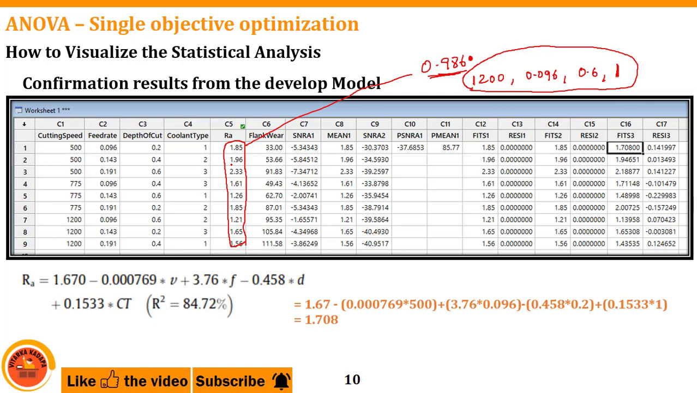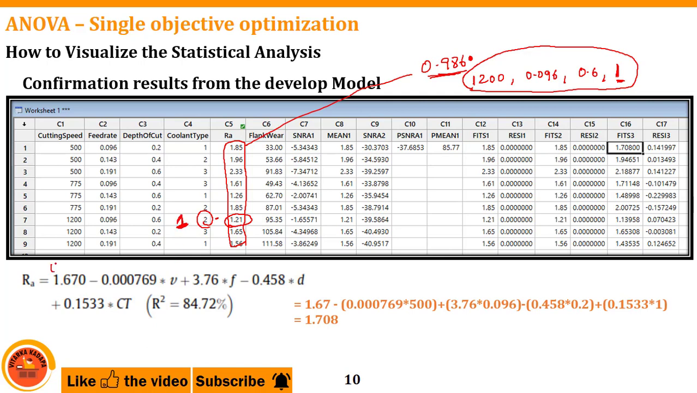Maybe this experiment is not available. If you see, 1200 is there, 0.96 is there, 0.6 is there, but coolant type at MQL is there, while coolant type cryogenic is giving the best result. That is coolant type 1, it is giving the better result. Here it is 1.21. If you conduct the experiment, you may get 0.96 also, or very close, or you may get 0.7 also. That kind of challenge is given by this Taguchi experimental layout.